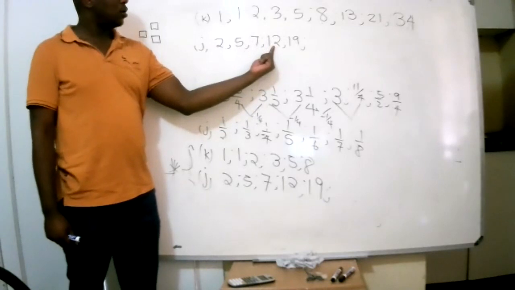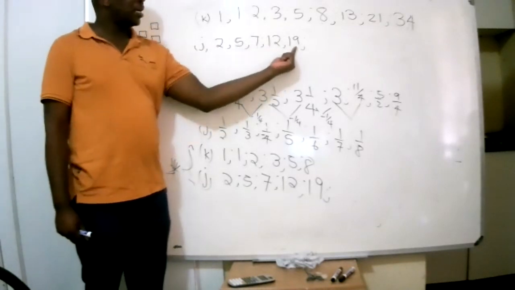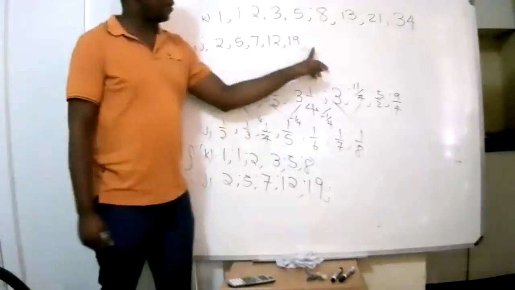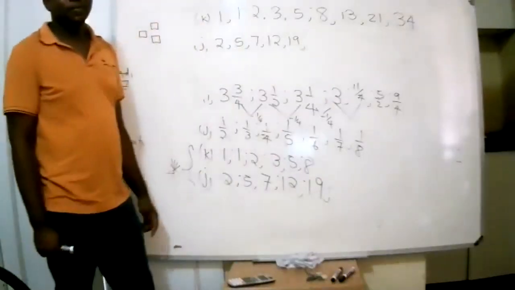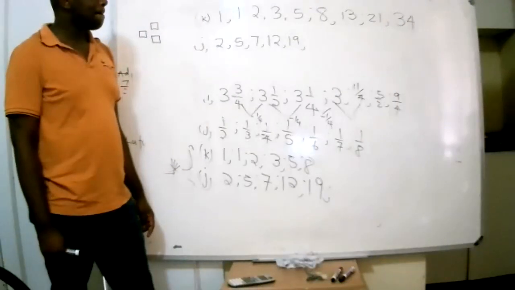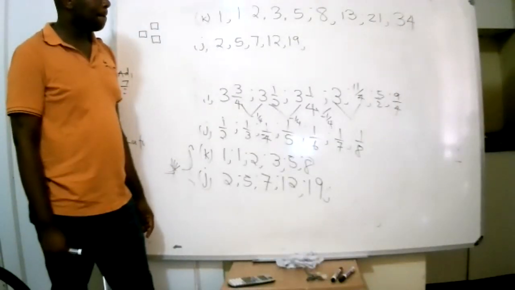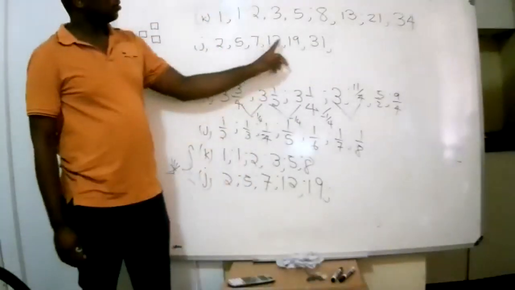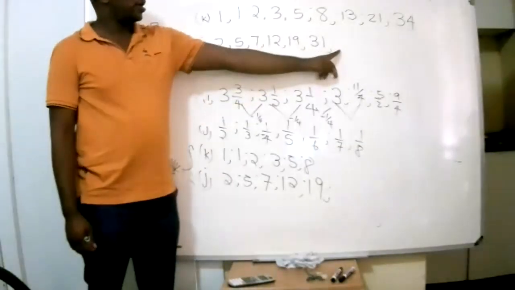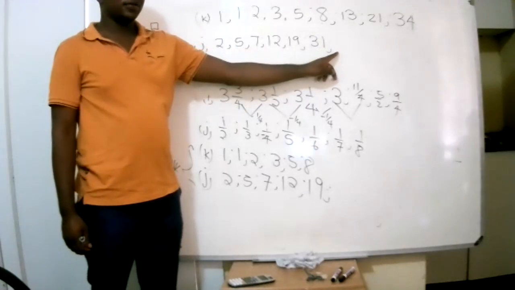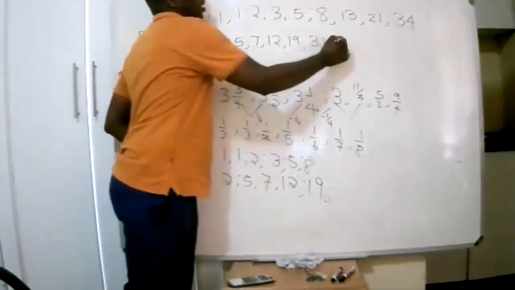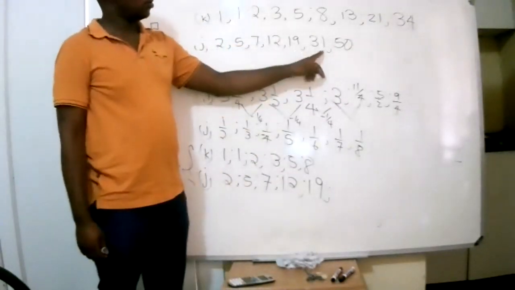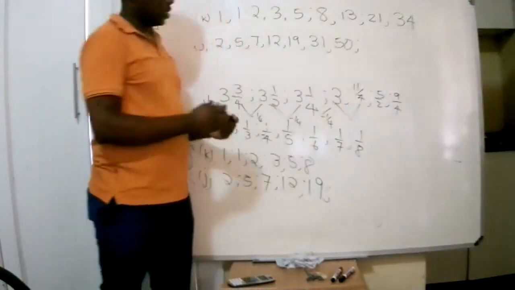How do we get 12? By adding 5 and 7. How do we get 19? By adding 7 and 12. Wonderful. And then tell me the next term after 19. 31. How did you get 31? I added 12 and 19. Very true. And what is the next term after 31? 50. How did you get 50? I added 19 plus 31. Wonderful. And the next term after 50?